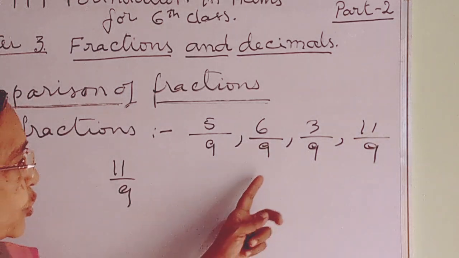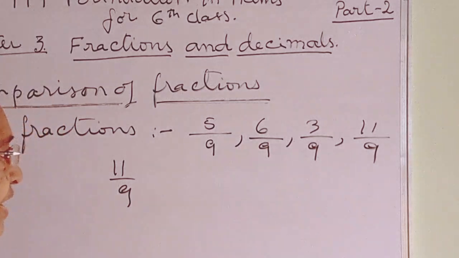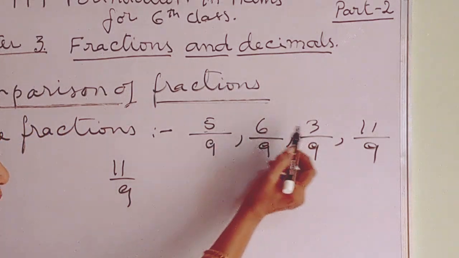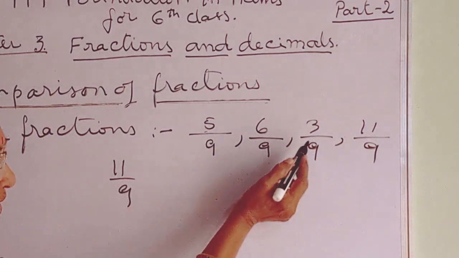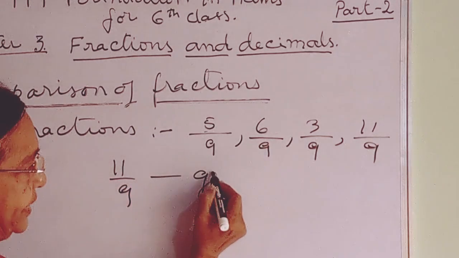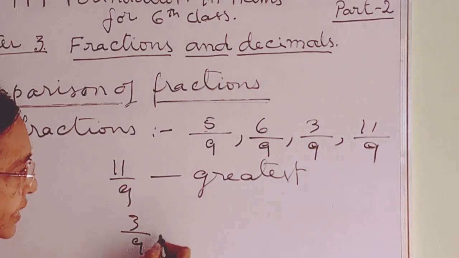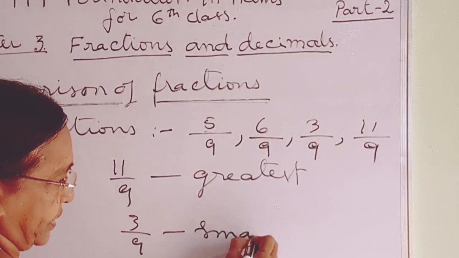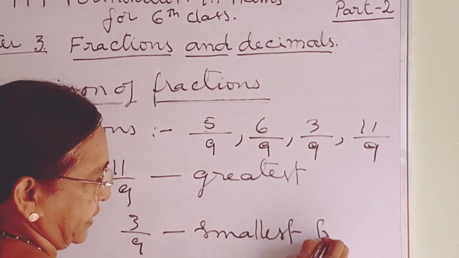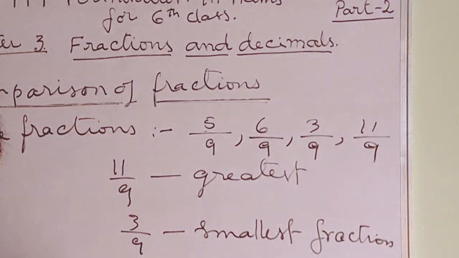The fraction whose numerator is the least or smallest is the least fraction. 3 is least among all the numerators. Therefore 3 by 9 is the least. This is the greatest, and 3 by 9 is the least or smallest fraction. Thus, we can compare the like fractions.